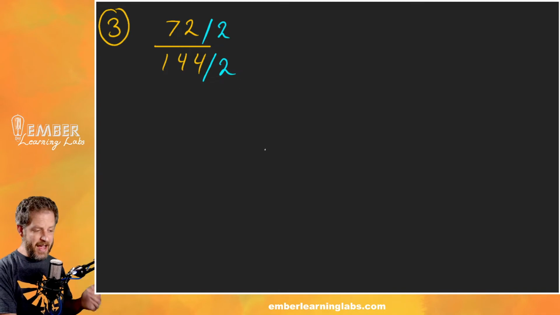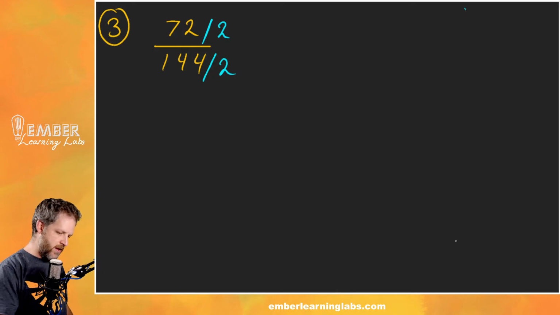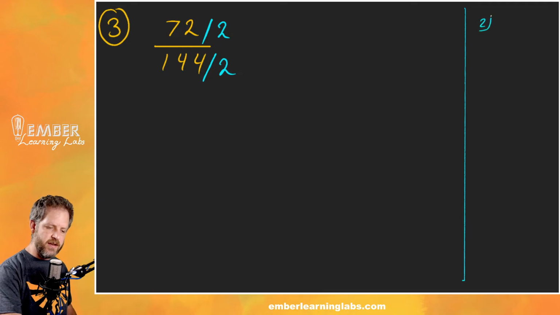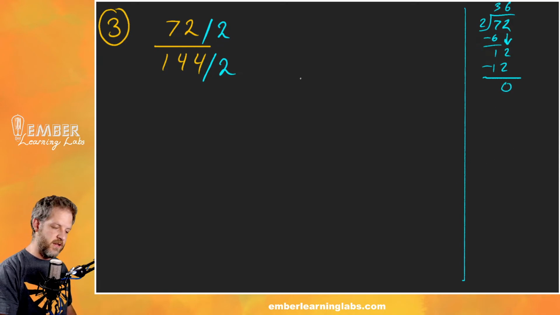Now that we may have to scratch paper ourselves. So let me make a little scratch paper area, because those are a little bit tricky, right? 2 into 72. 2 goes into 7 3 times. 3 times 2 is 6. We subtract. 7 minus 6 is 1. We bring down the 2. 2 goes into 12 6 times. 6 times 2 is 12. We subtract those, leaving us with 0. So it ends up being 36. So this equals 36.